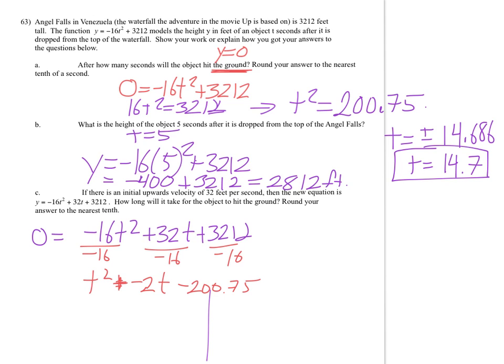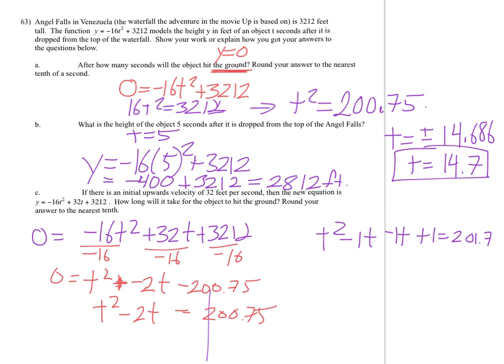Not factorable, but I could totally complete the square for that. So t squared minus 2t is equal to 200.75. T squared minus 2t plus 1 is equal to 201.75. T minus 1 squared is equal to 201.75.